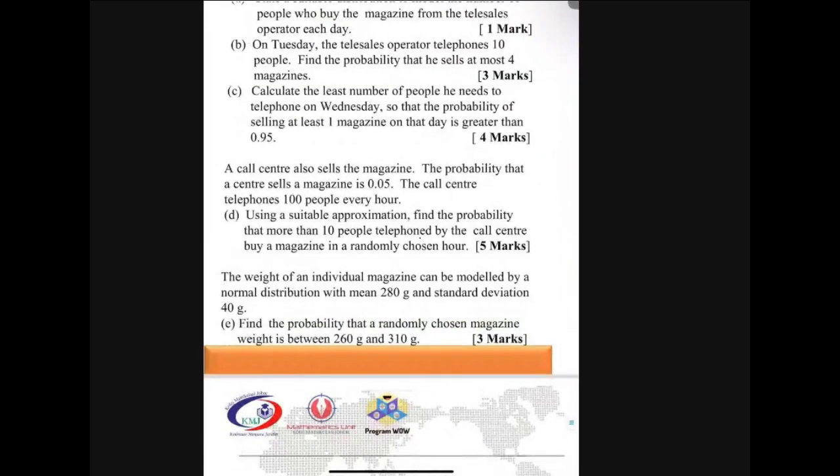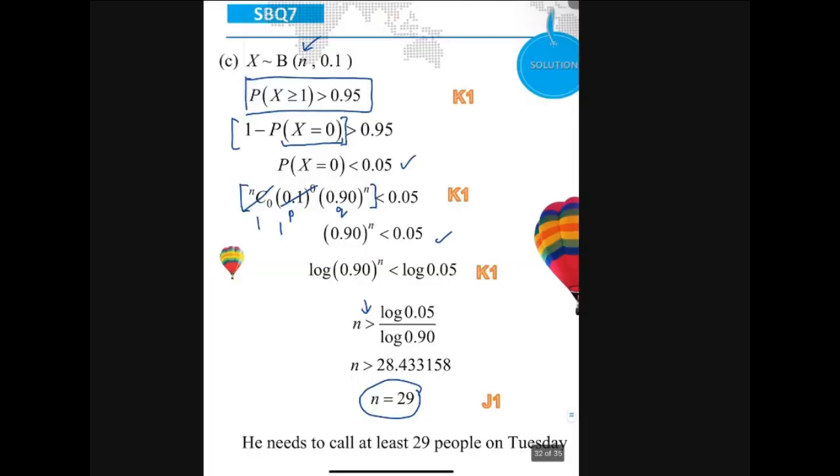So now the next part. A call center also sells the magazine. The probability that a center sells a magazine is 0.05. So we have a new event with a new probability of success. And then he called 100 people every hour. So we have a new number of trials. Our n now will be 100. And then use a suitable approximation, find the probability that more than 10 people telephoned by the call center buy a magazine in a randomly chosen hour.